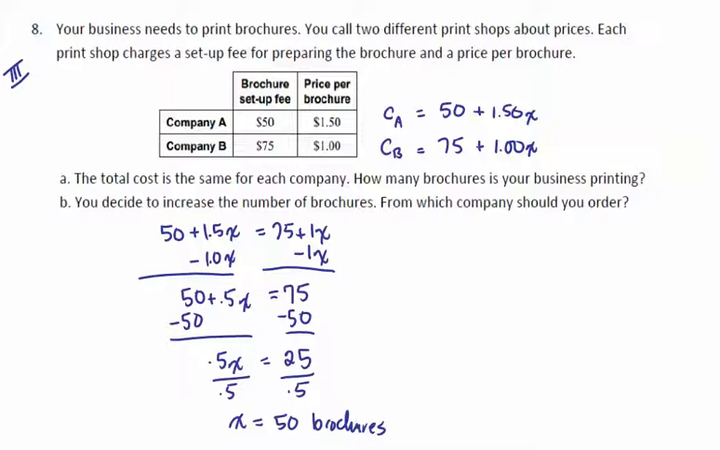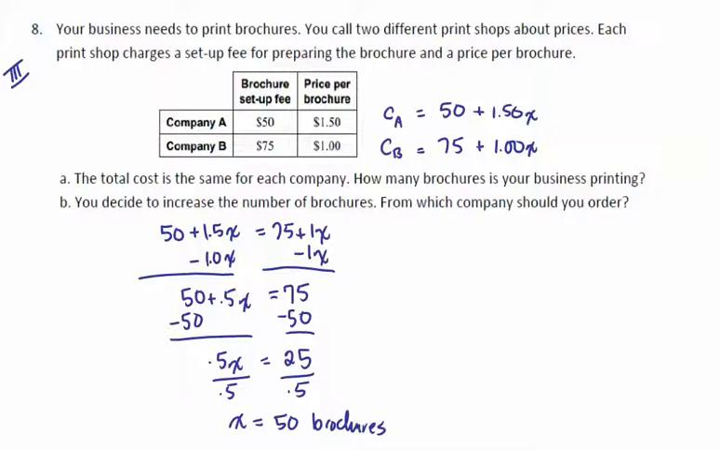So what does this tell us? This tells us that if we printed 50 brochures, the cost will be the same regardless of which company we use. Now, part B says we decide to increase the number of brochures. From which company should we order?